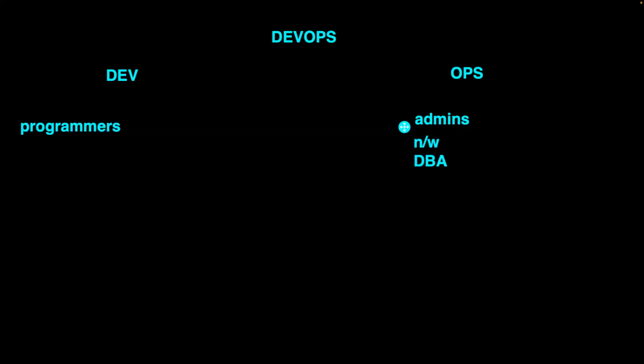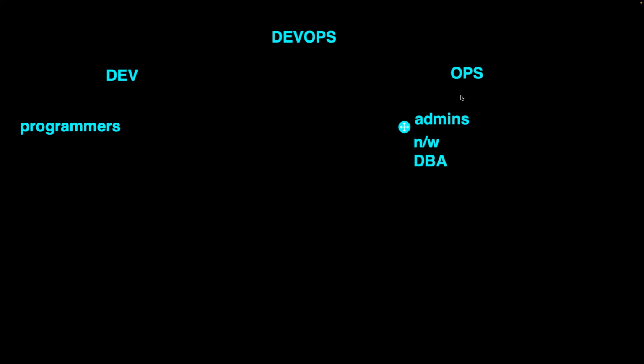As the name says, it's a combination of two terms or two teams, let's say, right? Development team and operations team. So who are developers? You may call them programmers or developers, who write the code, who design the application, basically. And who are the ops teams? Let's say admins or network technicians or database DBAs. I'm keeping all of them into ops, right?